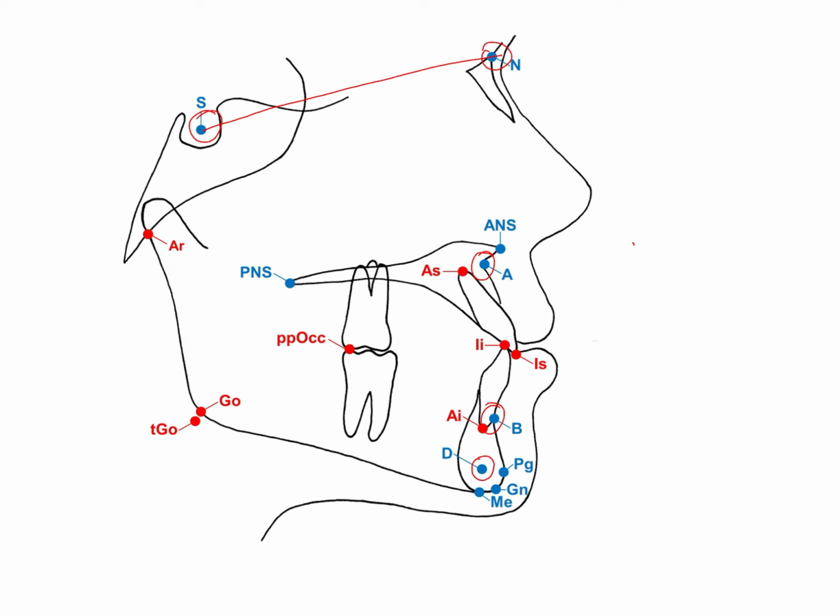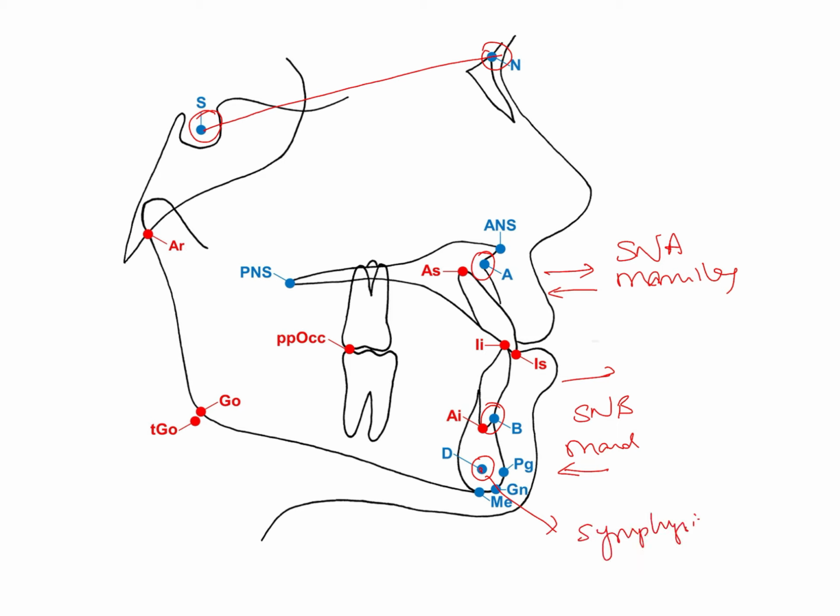So the angles that are formed are the SNA. Okay. So this tells us about the maxillary base, whether the maxillary base is prognathic or retrognathic. When the angle is formed as SNB, this tells us about the mandibular base, whether the mandibular base is prognathic or retrognathic. Now the point D is going to tell us about the symphysis. Okay, so symphysis is the chin area. So if you consider the symphysis area on the lateral cephalogram as a circle, point D would be the midpoint or the center of this circle.